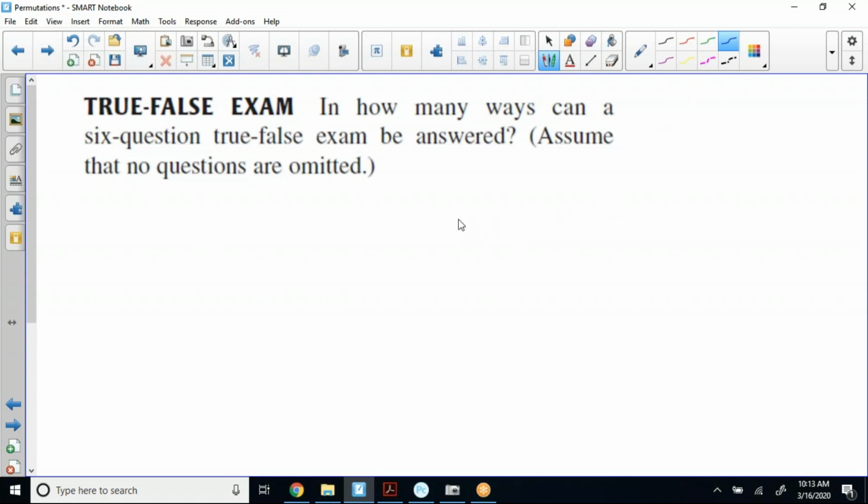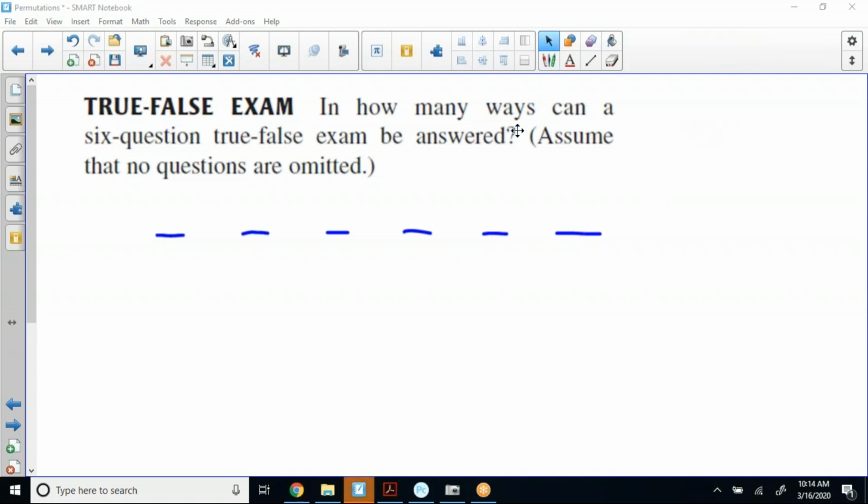I want you to do this one, and then you can put your answers in the chat box so we can see. In how many ways can a 6-question true-false exam be answered? Assume that no questions are omitted. Here's question 1, here's question 2, 3, 4, 5, and 6. See if you can figure out how many different ways we can answer a 6-question true-false exam. I'm going to hit pause on the video.